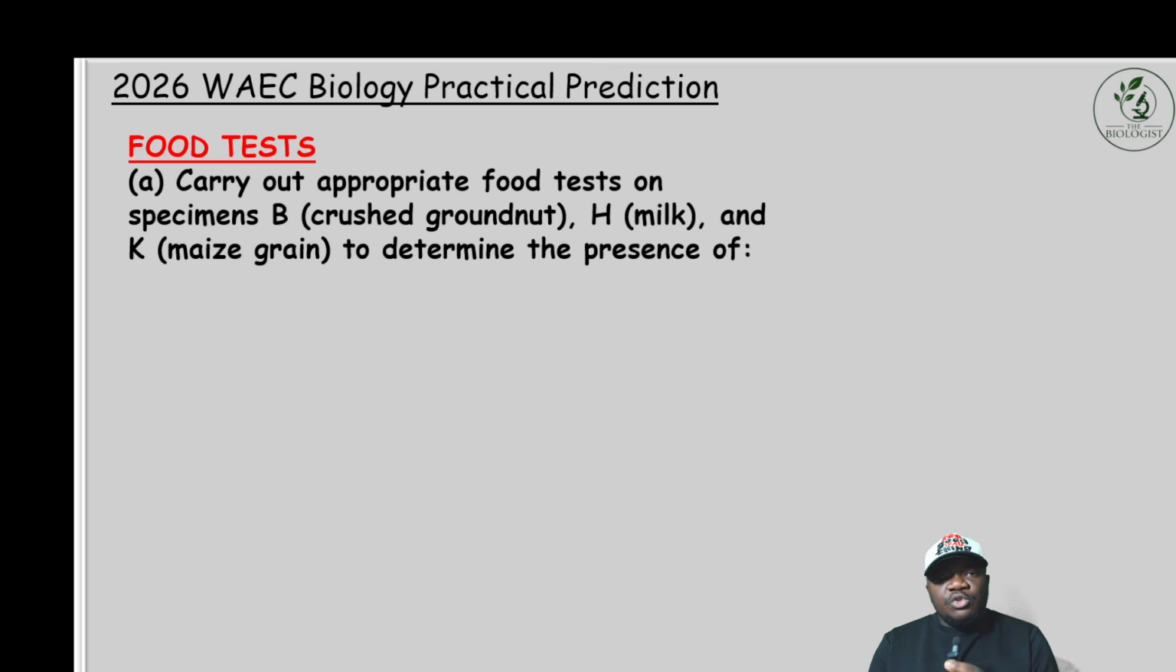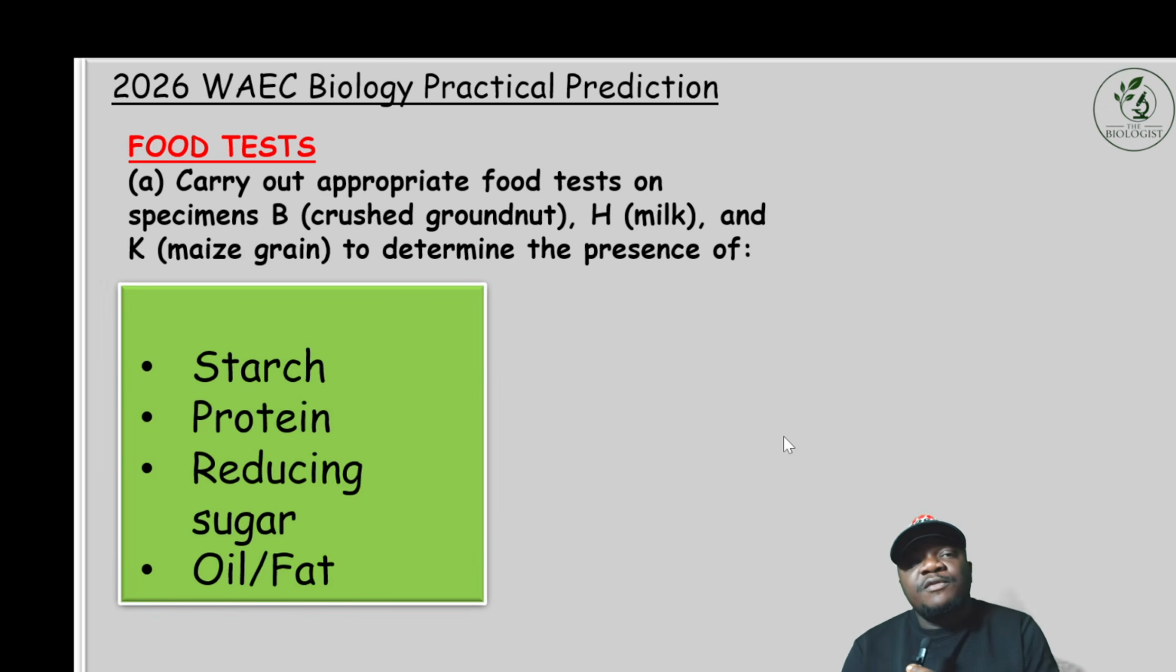All right, so the first thing we're going to do, we'll go through the food test. Carry out appropriate food tests on specimen B, which is crushed granules, you have your H, which is milk, then you have your maize grain, to determine the presence of the following: starch, protein, reducing sugar, and oil, sugar, fat.